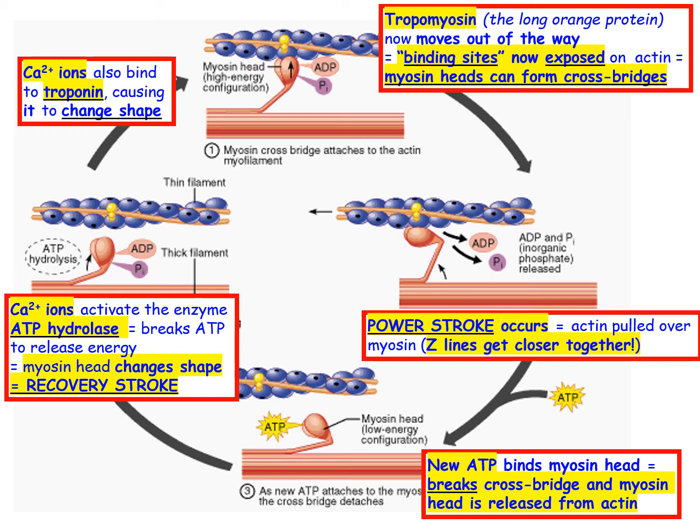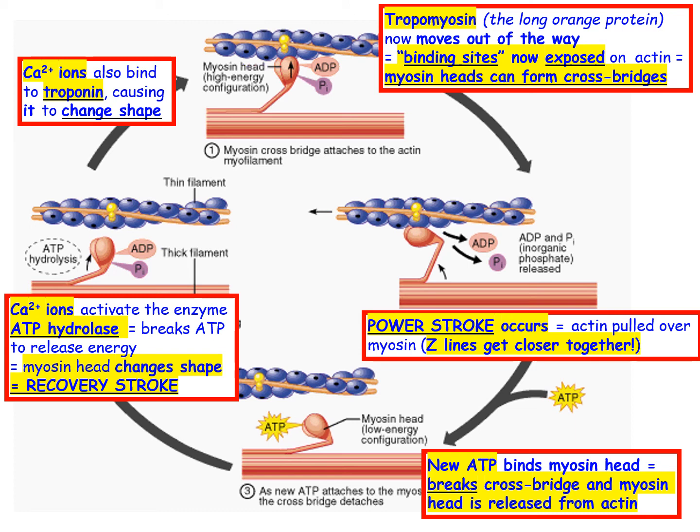And what will happen now is that the myosin head goes back into its original position, and then the whole cycle can repeat to allow that actin to be completely pulled over the top of the thicker myosin. So we've now got to the bottom of this diagram.